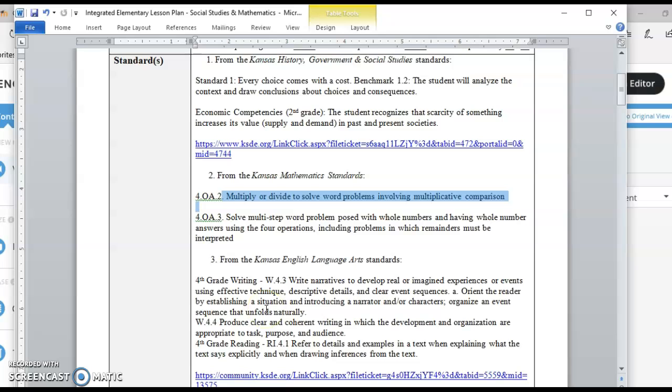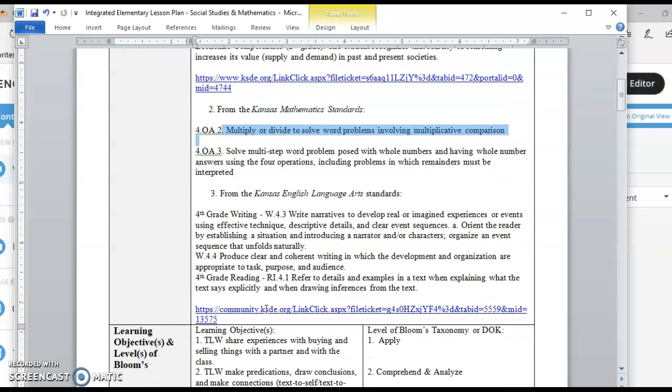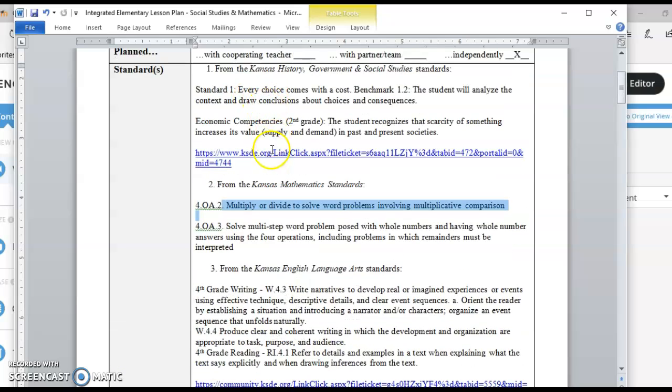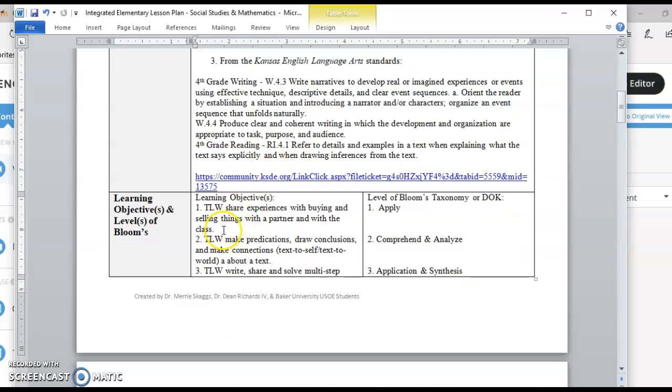Okay, so when we're talking about buying and selling things, right, up here, we have a learning objective for that. They're going to share experiences with buying and selling things with a partner and with the class.